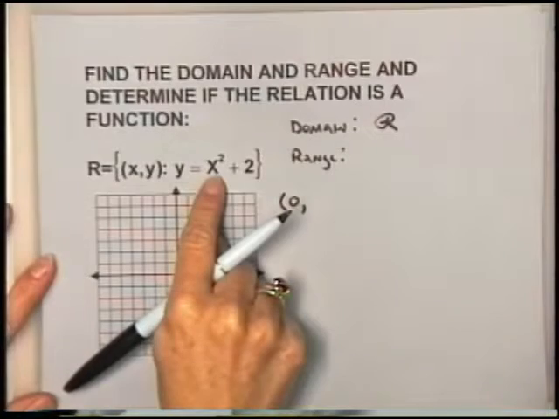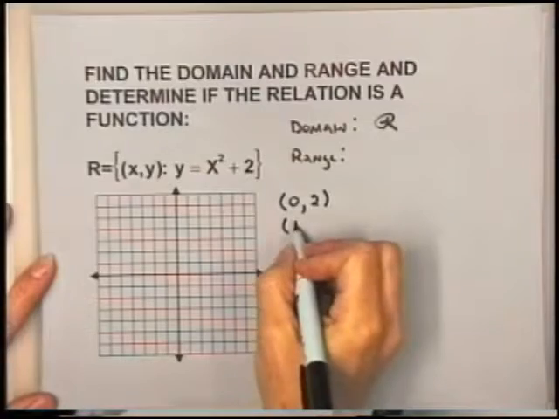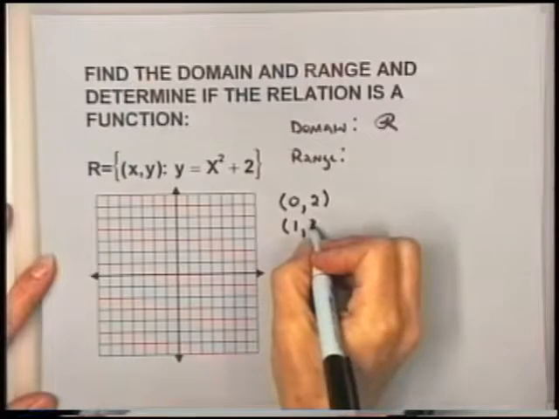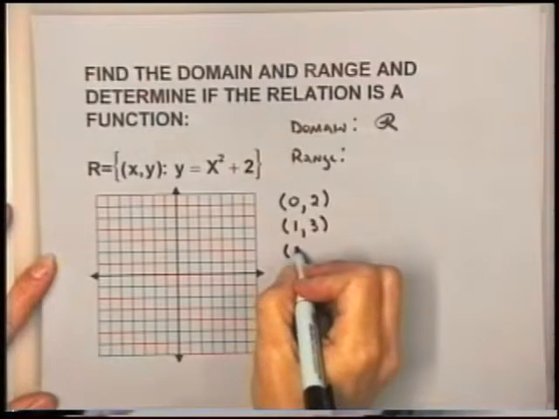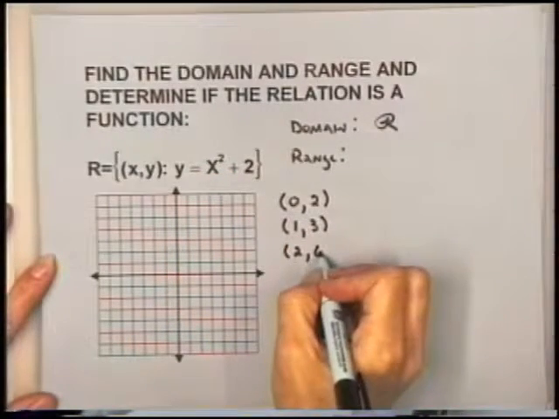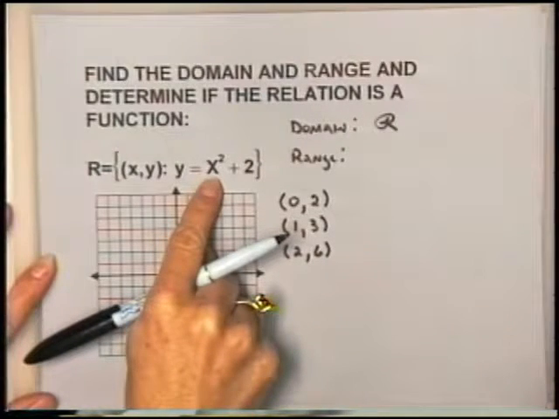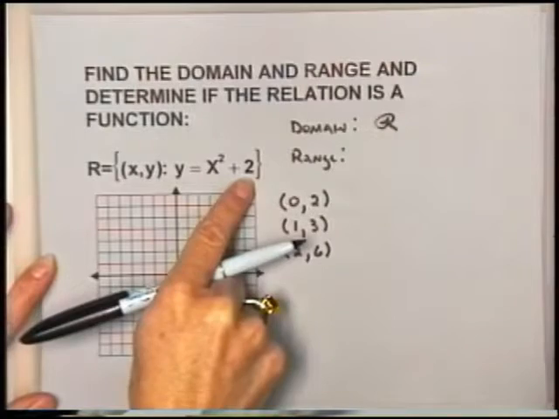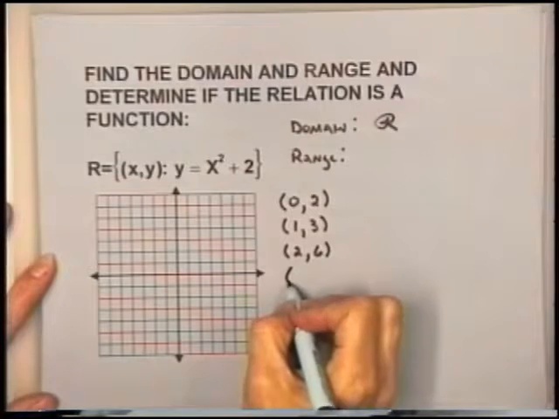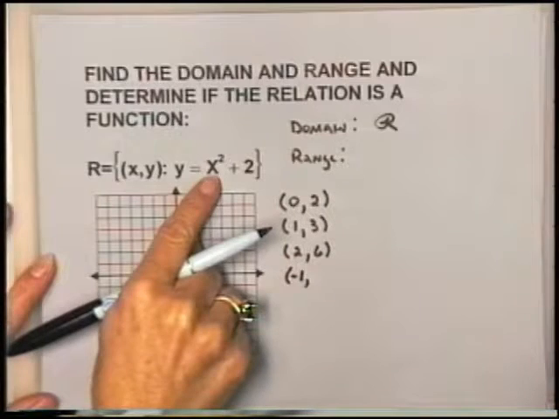What if I choose x to be 0? 0 squared is 0 plus 2 gives me 2. If I choose x to be 1, 1 squared is 1 plus 2 gives me 3. If x is 2, 2 squared is 4 plus 2, I get 6. Obviously, if x is a positive number, if I square it and add 2, my answer is also going to be positive, isn't it? What about if x is a negative number, like, for instance, -1?